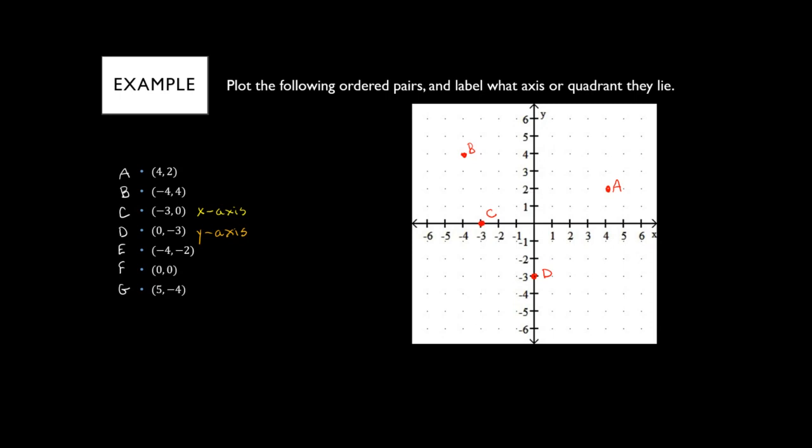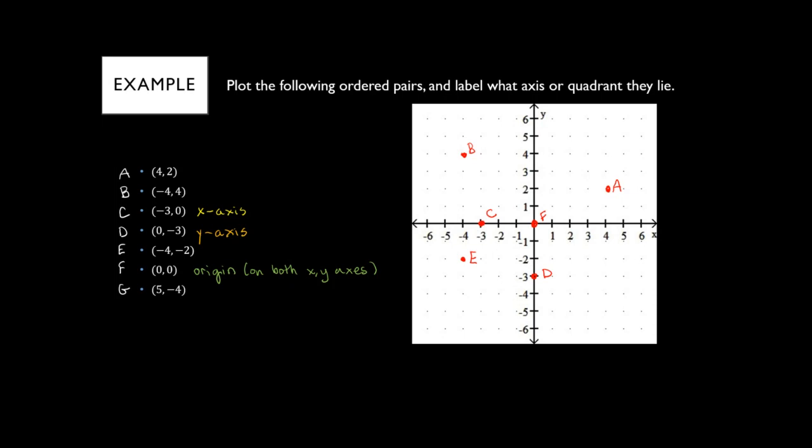E, we have -4, -2. So I start at the center, and I go left to -4 because that's the first value, and then I go down to -2. So that's E. F, 0, 0, that is the origin. That doesn't have any points, so that is special. That is the origin. So that is on both the x and the y-axis. It's on both of them because it's at the intersection.